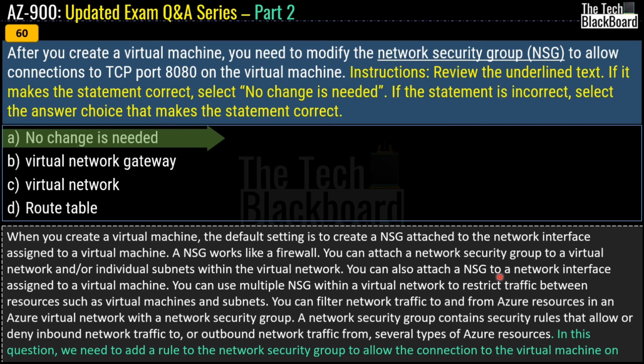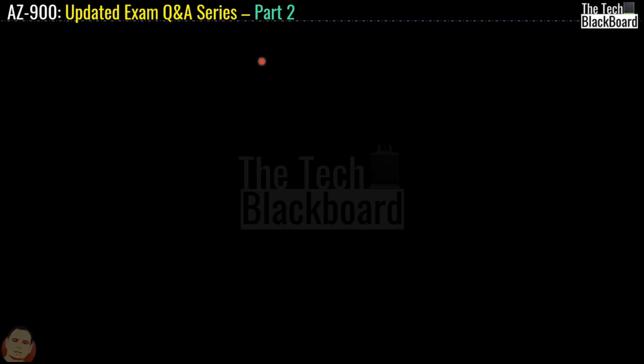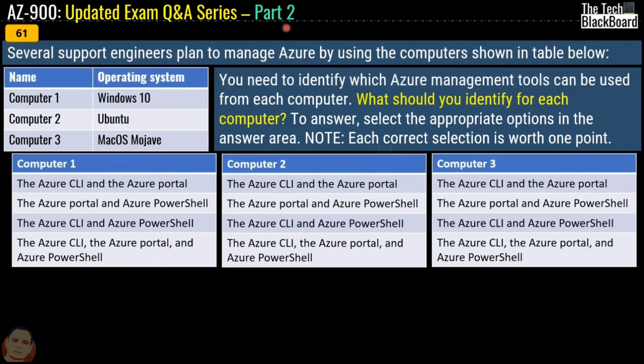You can also attach NSG to a network interface assigned to a virtual machine. Also, you can read that you can use multiple NSG within a virtual network to restrict traffic between resources such as virtual machine and subnet. Please mind that network security group can be applied on different levels, and that's exactly what I have explained in this paragraph. Now let's move to another interesting question, question number 61.